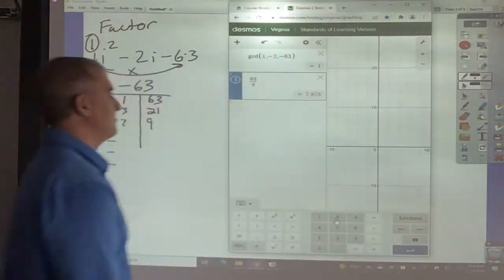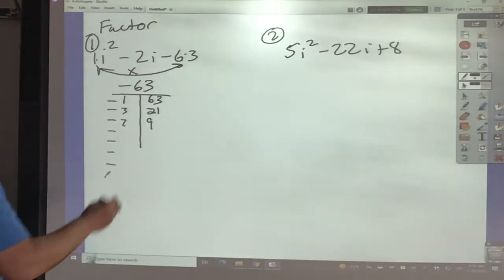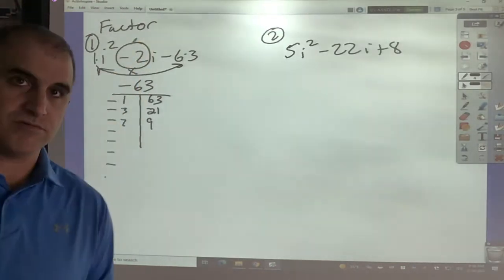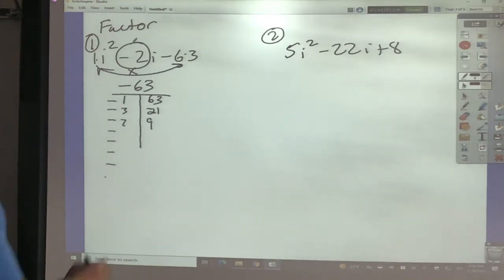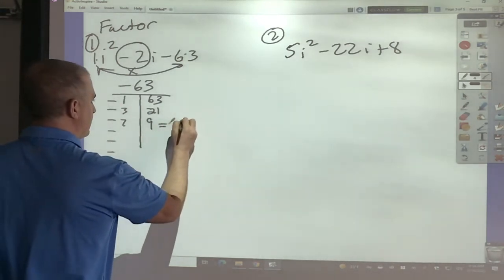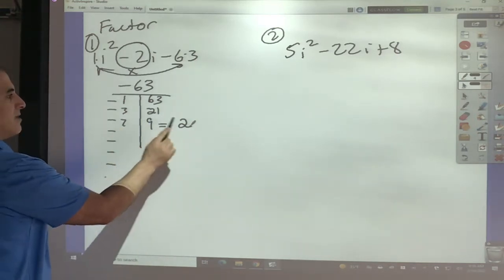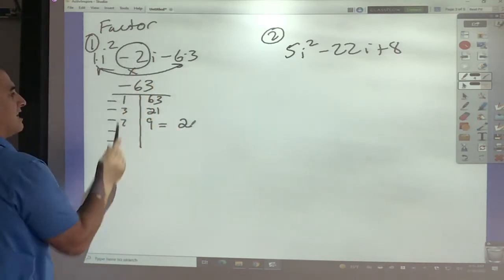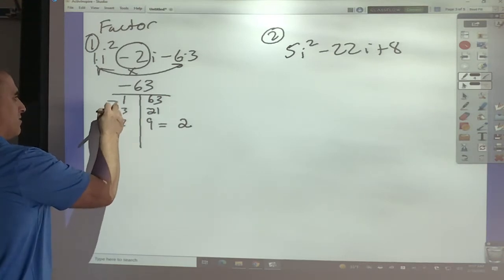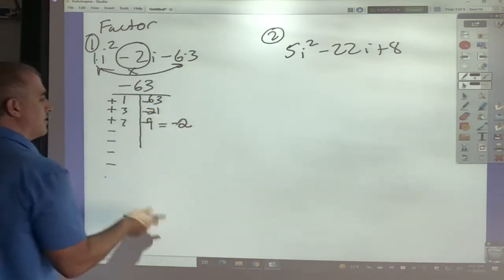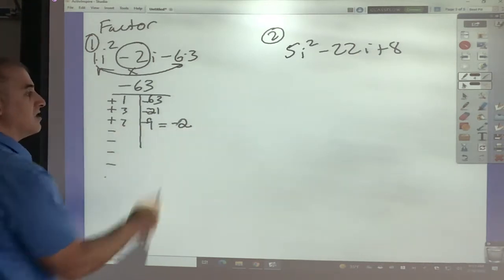Okay, now, that doesn't work. Now, I am looking for the set that adds up to -2. The closest set to this would be this one: -7 plus 9 would add up to +2. Well, I need it to be -2. So what I'm going to do is very simply switch the side that is negative. So 7 minus 9 would give me -2.